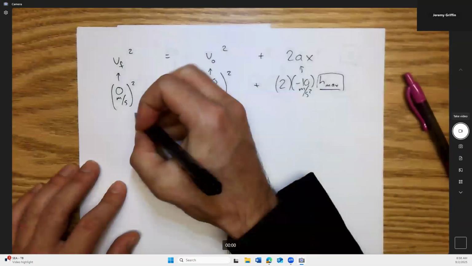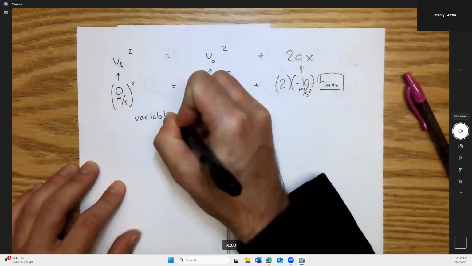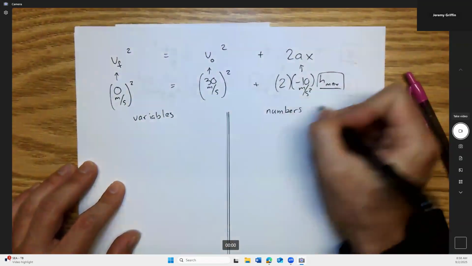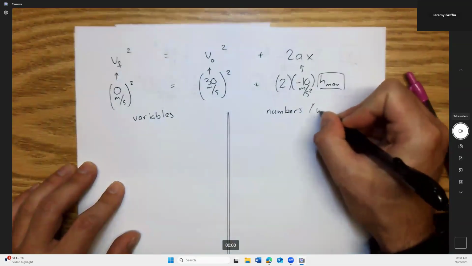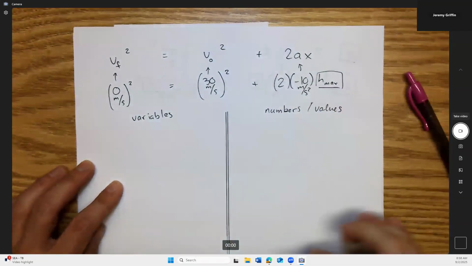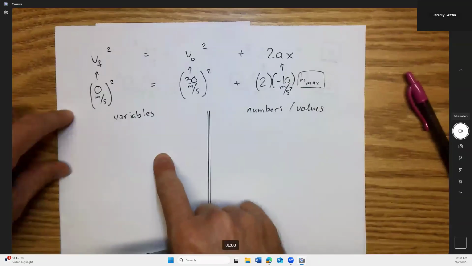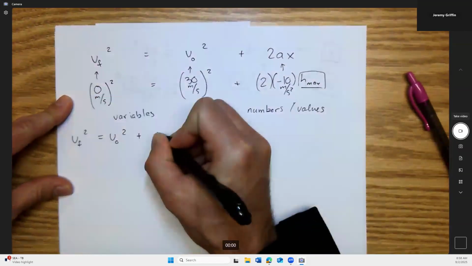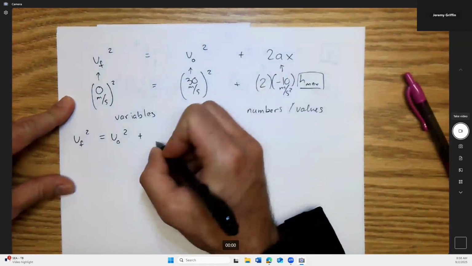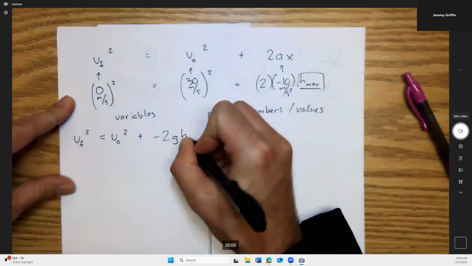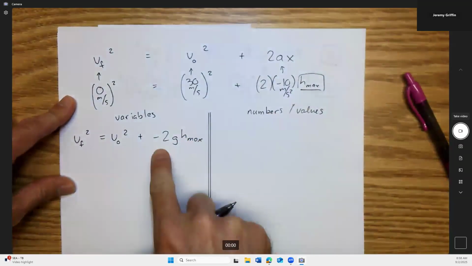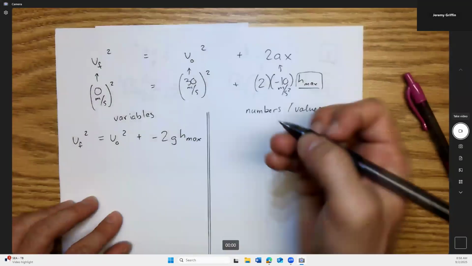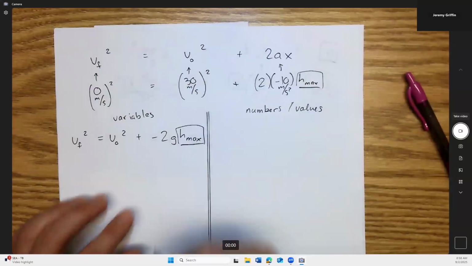In terms of variables, and well, I'll say numbers, or how about values? Numbers, values, plugged in from the get-go. Okay. Right, so if I solve in terms of variables, I've got v final squared equals v initial squared plus, we'll say minus 2gh max, right? Whether I plug in a negative myself or consider it after the fact, there's got to be opposite signs somewhere, right? Solve for this h max, right?